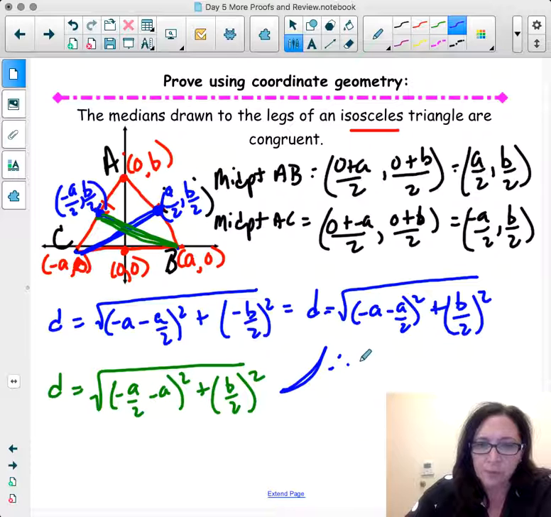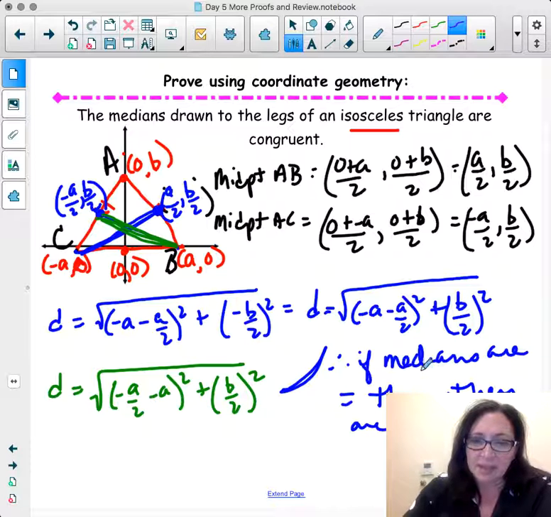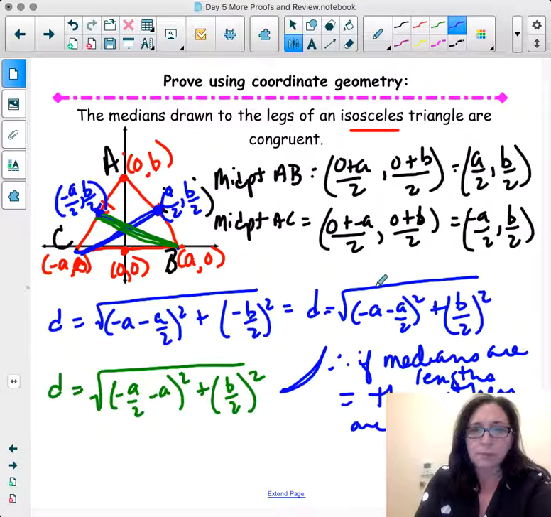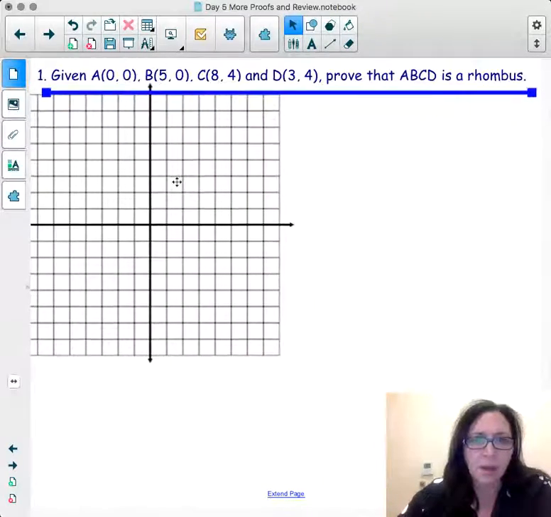So therefore, the median lengths are congruent, equal. If the median lengths are equal, then the two lines are congruent. Done. All right, cool. The next question says you're given these points and your job is to prove that it is a rhombus.